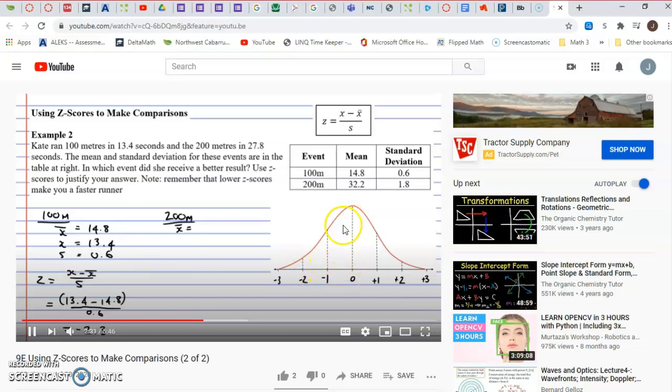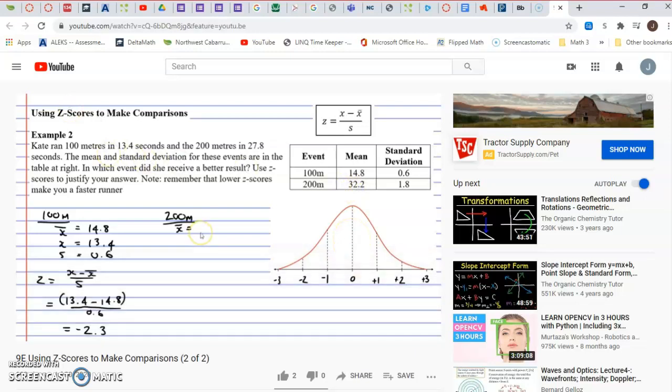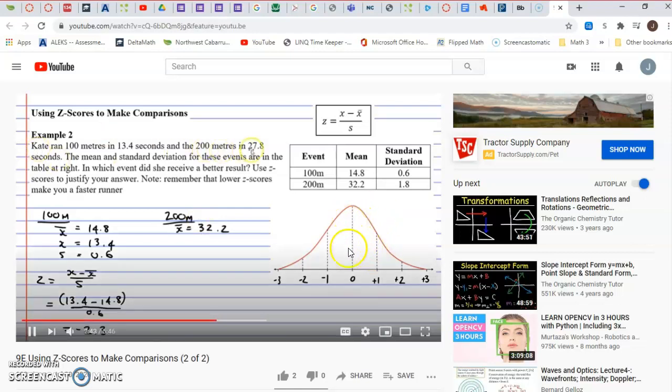So if this is the average time right here, we have to make sure you understand what it's talking about too. I'm going to ask you some questions, explain what we're talking about. If the average time was right here, 14.8 seconds, and she ran it in 13.4 seconds, that means we're going over in this direction, so she's going faster. So she's in a lower percentile over here. That means she's going to go faster.